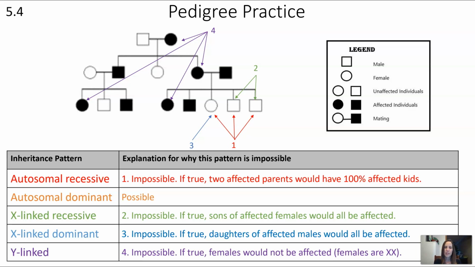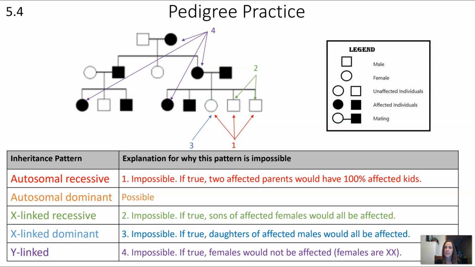So autosomal recessive is impossible because if it were true, two affected parents would have 100% affected kids. And you can see that in where I've listed in red the number 1. Autosomal dominant is possible. That's the most likely inheritance pattern shown in this pedigree.